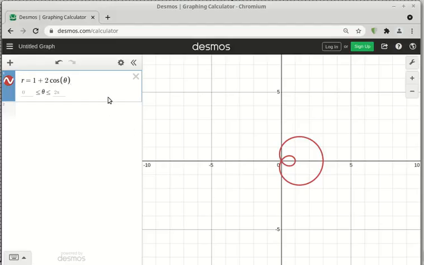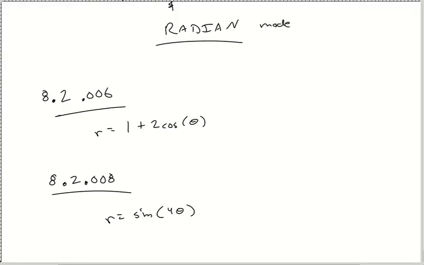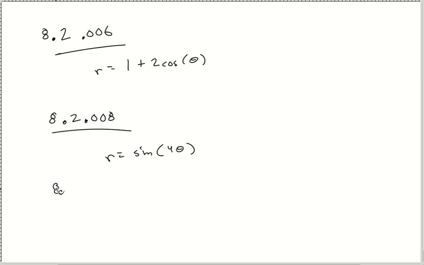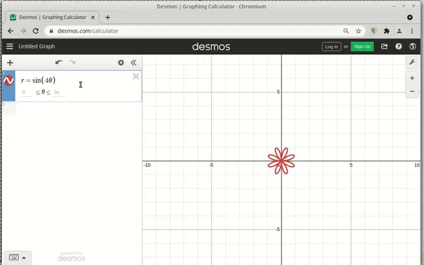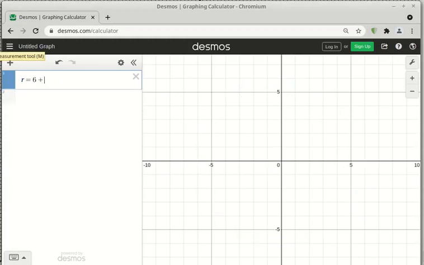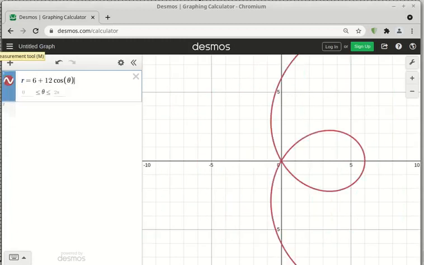Back to Desmos. So, r equals sine of 4 theta. And there we go. Little rose petals and stuff like that. Pretty little flower. Next, 8.2.010. r is equal to 6 plus 12 cosine of theta. Back to Desmos. So I got r is equal to 6 plus 12 cosine theta.